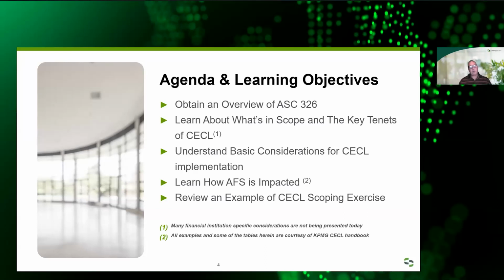We'll talk about some of the frameworks around that implementation. We'll talk a little bit about AFS, available for sale securities. Those are impacted not under 326 in terms of credit losses, but within the model itself, there are some changes to that standard around those instruments. And then we'll talk about some scoping and some key considerations around scoping for CECL.